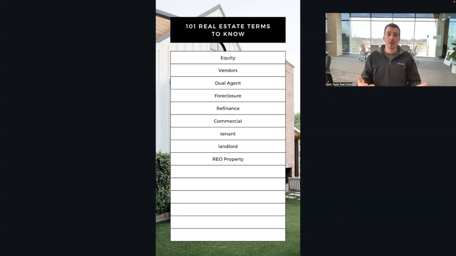But it gets tricky because with dual agency, you're supposed to represent both parties and their interests, but you know the seller wants to sell for the most amount of money and the buyer wants to buy the home for the least amount of money. So that's where it gets very tricky, and that's why some states have outlawed dual agency. Foreclosure. This means the initial homeowner has not been paying their mortgage and the lending company has taken over the property. They foreclosed on the home.